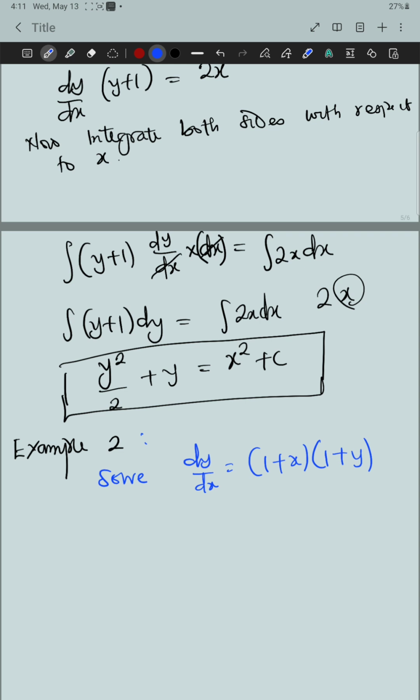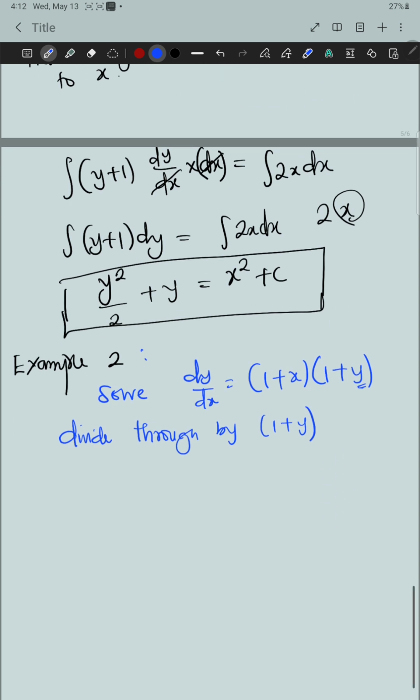All right, so let's look at it together. Let me divide through by 1 plus y. Let's divide through, because our major aim is we want the variable y to be on the left hand side, because if it's on the right hand side, it will be difficult for us to solve the problem. Do you understand? So let's do it quickly.